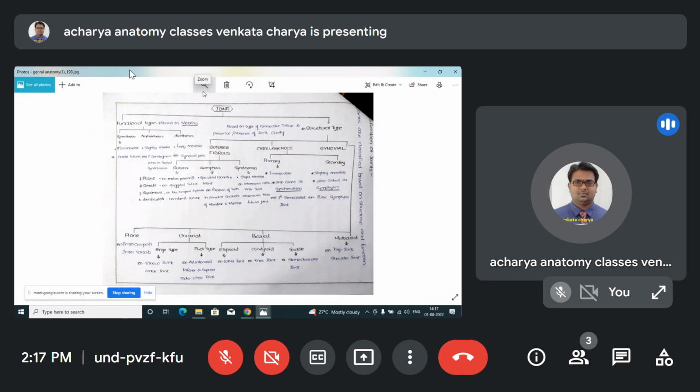Joints are present in between the 2 or 3 bones. So joints are classified into mainly 2 types. Write down: joints are classified into mainly 2 types.